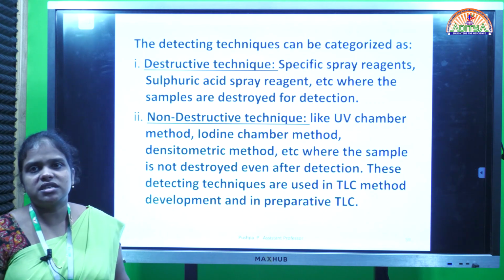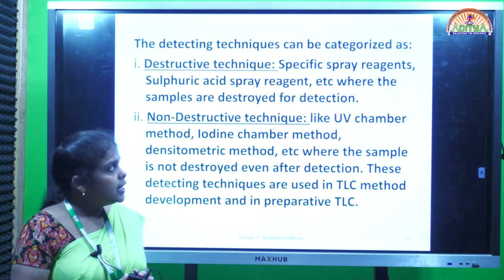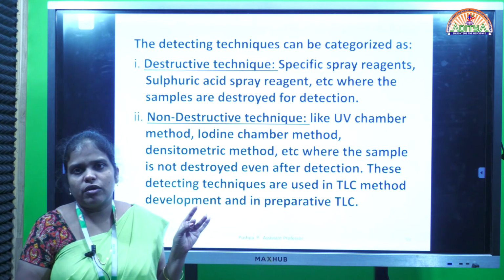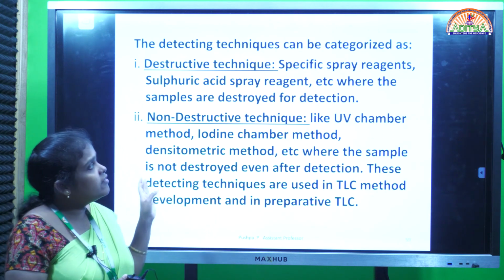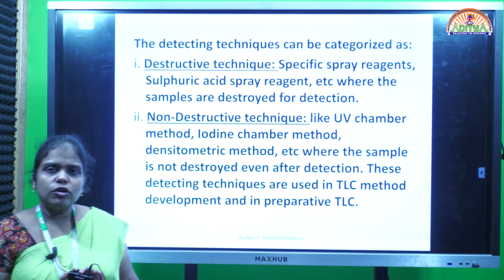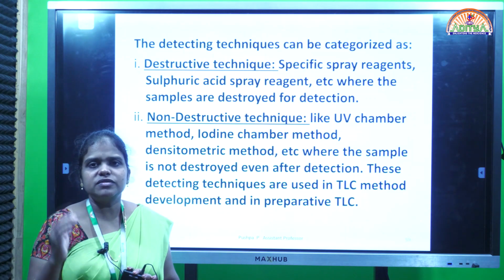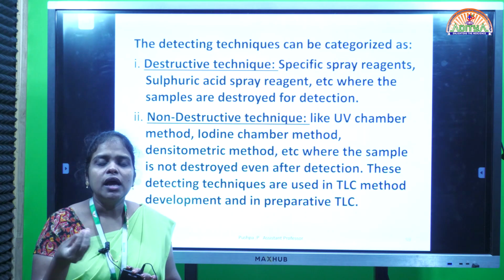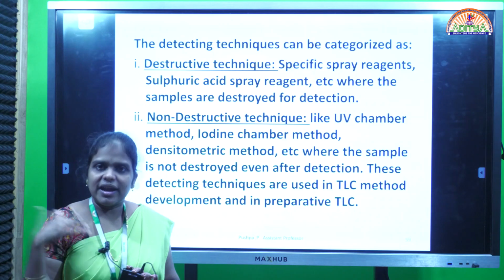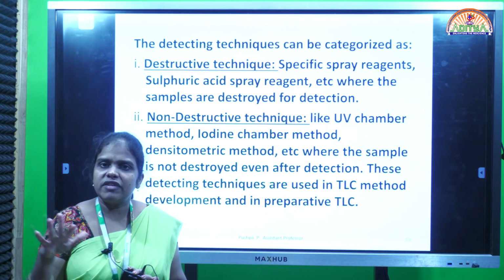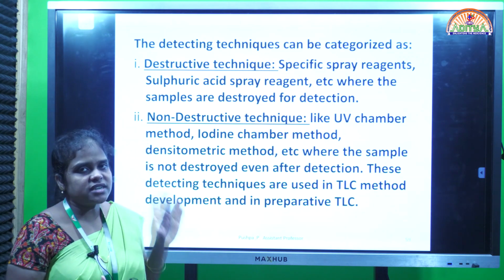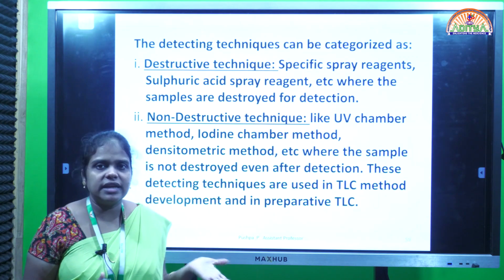Why are they called destructive techniques? Whatever reagents we apply on the sample for its detection, Dragendorff's, ninhydrin, ferric chloride, the sample will not be useful further, because we are already adding some reagent. We are mixing that sample with some other chemical. So that sample cannot be used for further experiments, because we are making it destructive by using another chemical reagent.